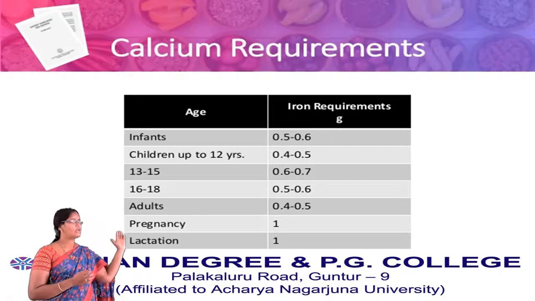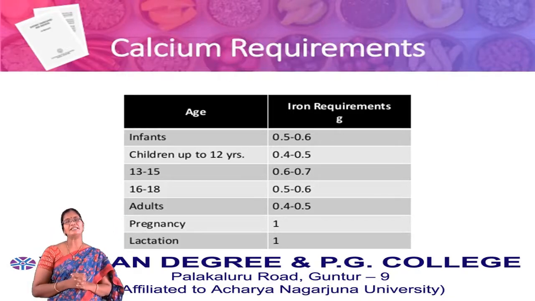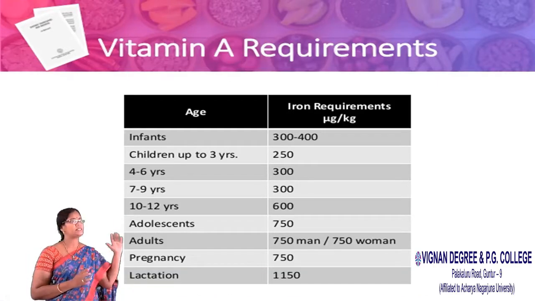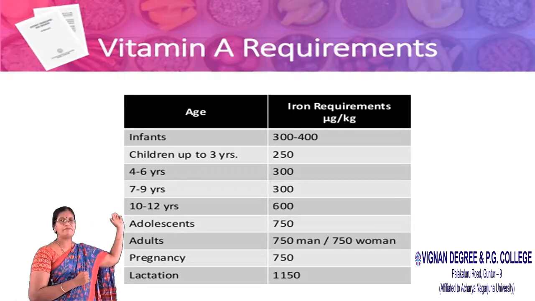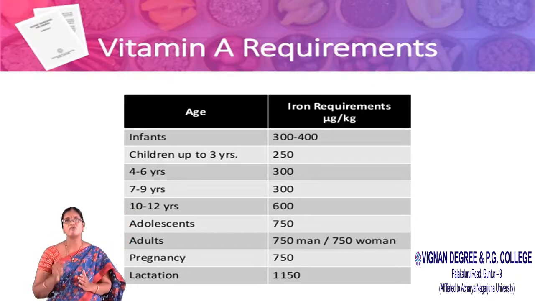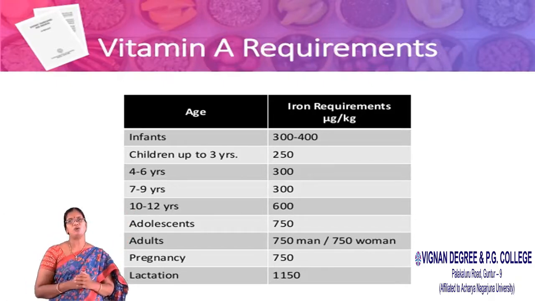So up to now we have discussed the mineral requirement. Now in the present slide we will see the requirement of vitamin A, or the essentiality of vitamin A. So coming to the age category, infants require 300 to 400 micrograms of vitamin A per kg body weight.